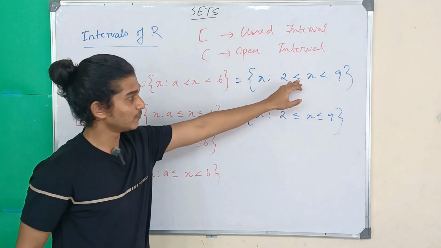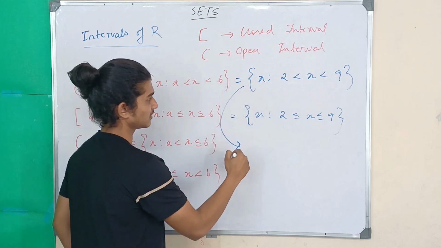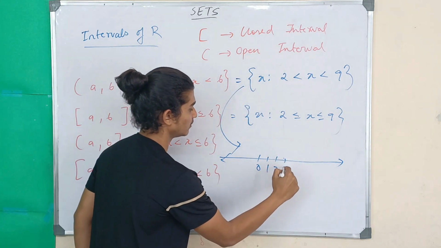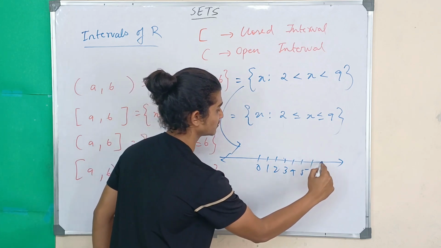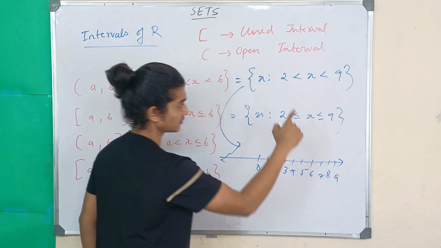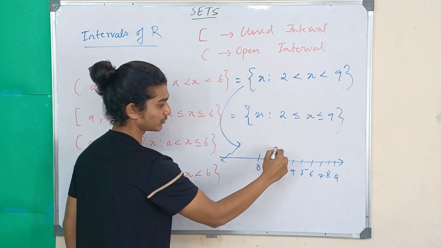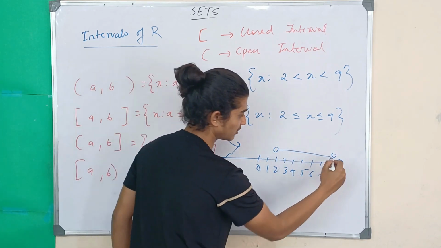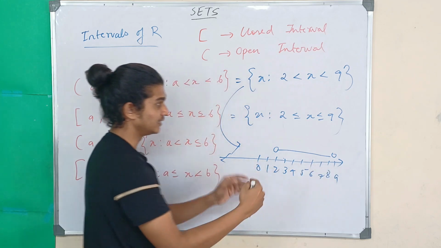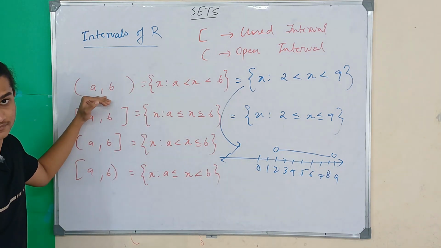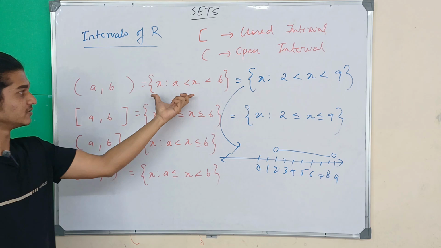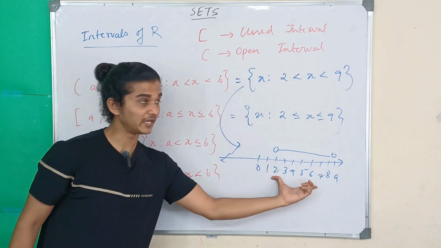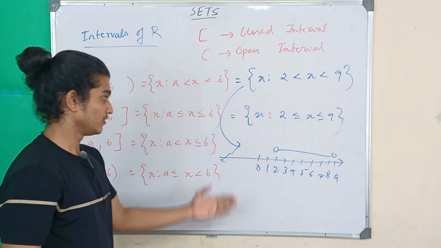If you want to write this on a number line, you could express it like this. You have a number line: 0, 1, 2, 3, 4, 5, 6, 7, 8, 9. 2 and 9 are not included, so we start with 2 and end with 9, and you circle those dots, and all the numbers in between 2 and 9 are in this interval. The meaning is all the numbers between those two, excluding the two boundary numbers.